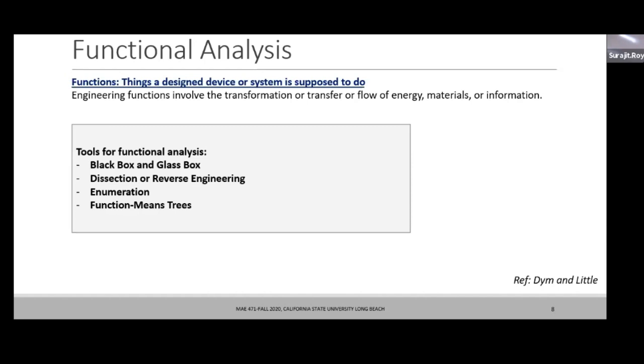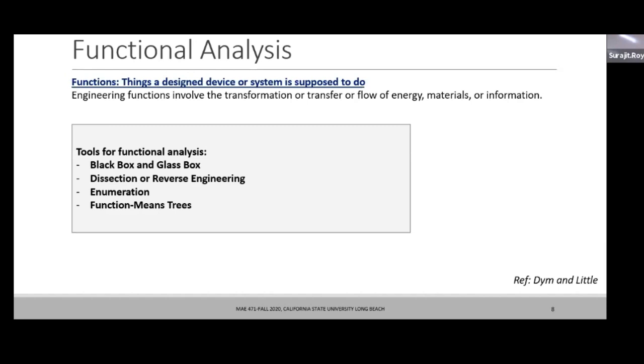So for the functional decomposition, there are different tools available to us as formal tools. Formal tools basically means what we have seen during the lab session, one specific tool, which we call the black box and glass box technique. Black box means you identify the top level function, and then you use your engineering judgment to list down the tasks or sub functions, and that is called the glass box technique. So that is the technique we followed during the lab session.